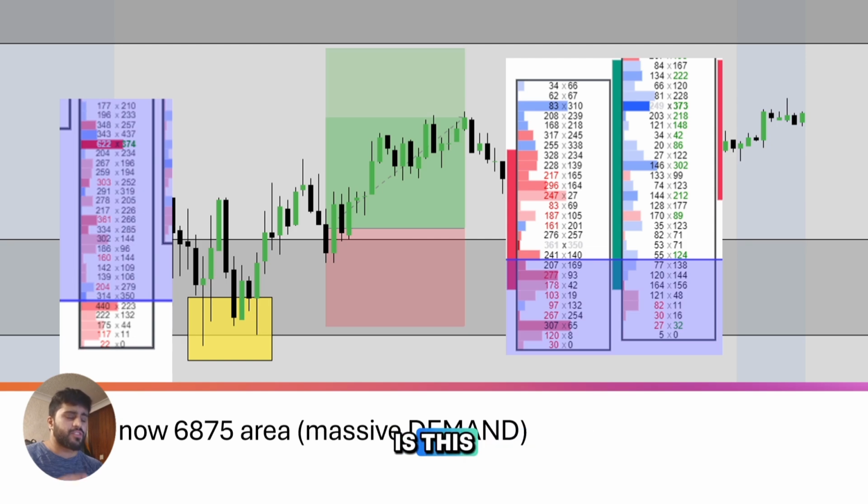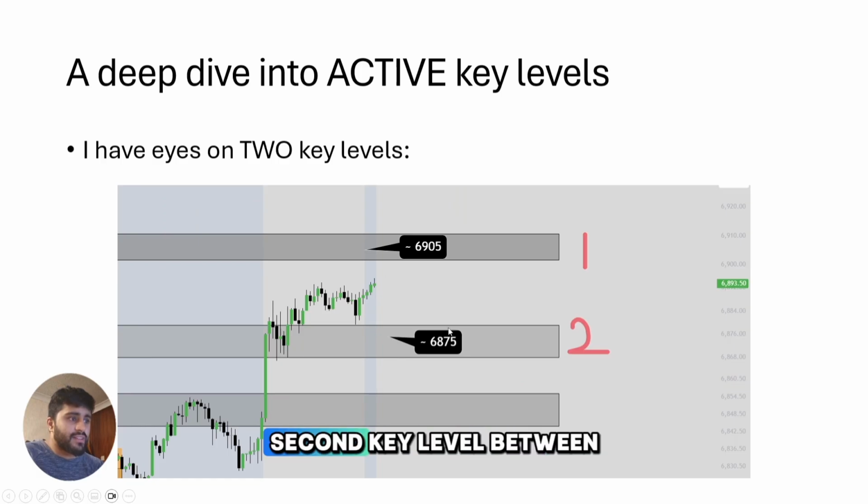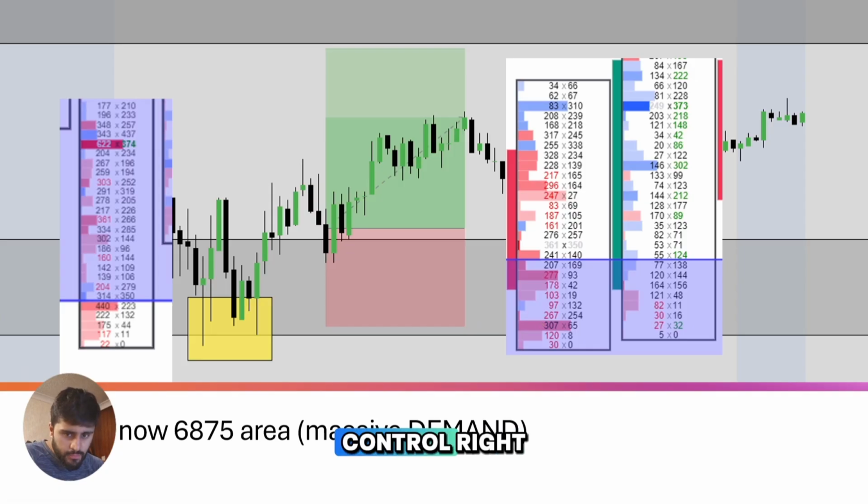Now, the basic question is this. You want to think through it like this. If you see a lot of red delta here, but the market breaks higher, and again, just over here, we see a lot of red delta and we see this big push to the upside, you want to ask yourself at this region over here, so this is our second key level between sort of 68.70 and 68.90, 68.85 area, who is in control, right? Is it the buyers or the sellers? If we see aggressive sellers, so market orders hitting the bid, more market sellers than market buyers, but the market breaks higher, that shows you're at an area of demand, right?